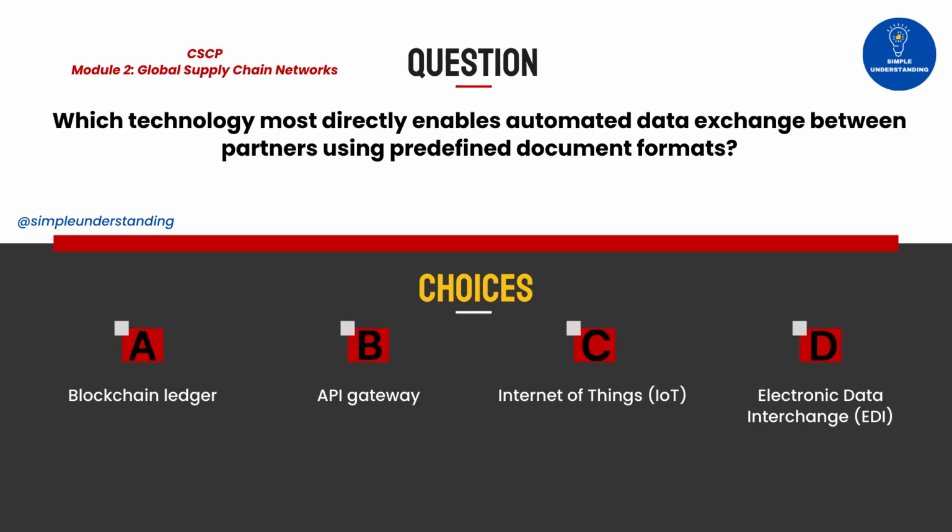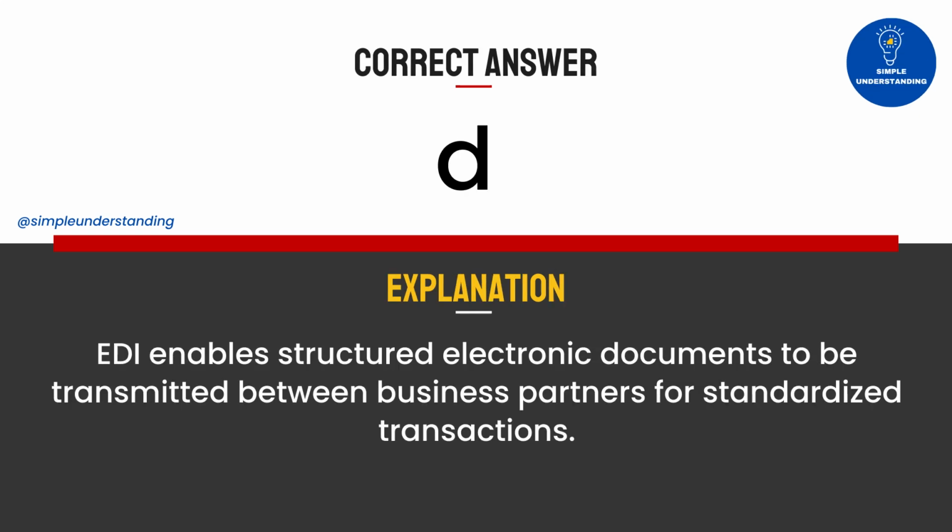9. Which technology most directly enables automated data exchange between partners using predefined document formats? A. Blockchain ledger. B. API gateway. C. Internet of Things, IoT. D. Electronic Data Interchange, EDI. Correct answer, D. Explanation. EDI standardizes business document formats for automated exchange between systems, supporting long-established partner integration.